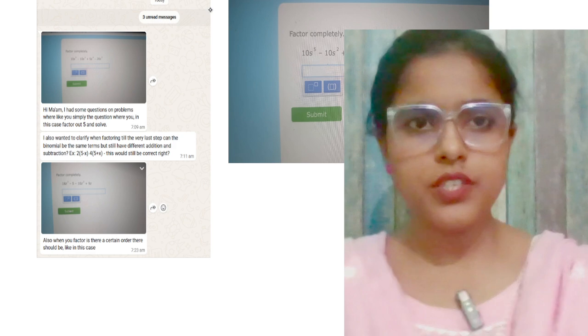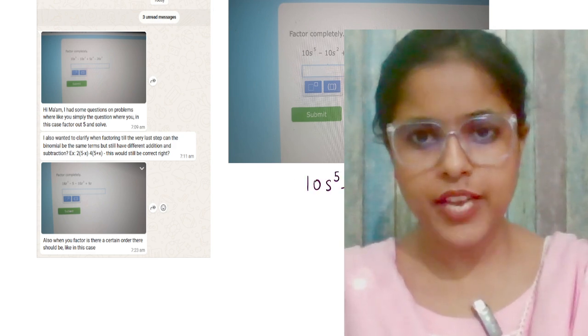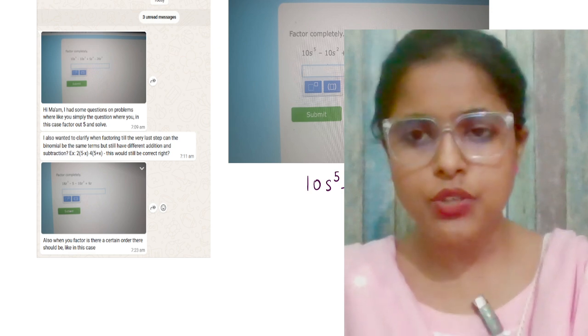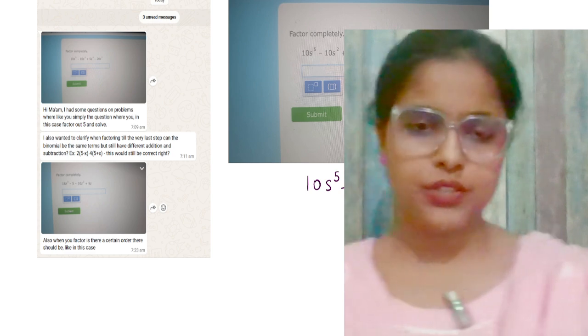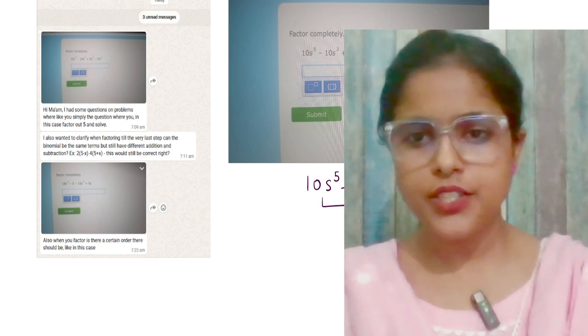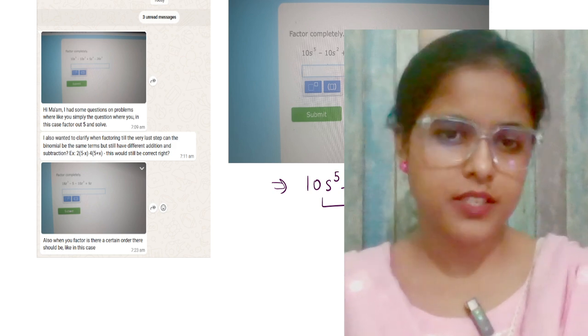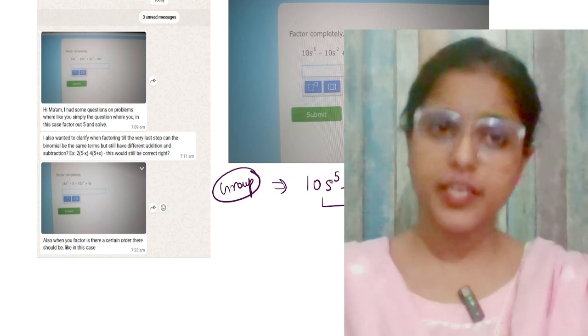The first question that she has sent me is this: 10s to the power 5 minus 10s to the power 2, and so on. When students solve this question, what they usually do first is take the common factor in the way that the equation is presented. But the name of the method is the grouping method. That means you have to create the groups.